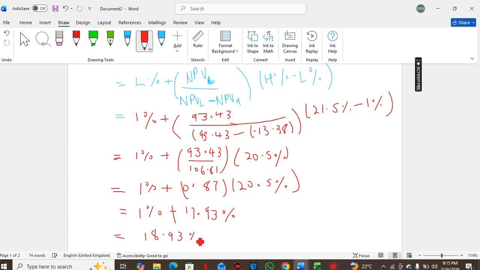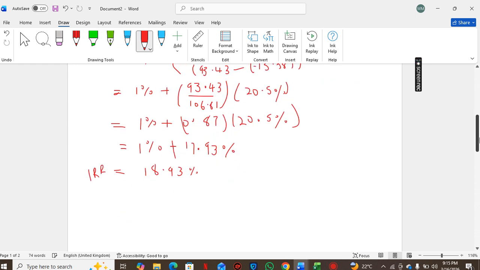So this is the return the project is generating, 18.93%. Sir, before you say about rejection, I think it would be nice to just answer the question now, whether it's possible to reject. Is it the part where we're supposed to advise whether we reject it or not? This is where I'm coming to, sir.